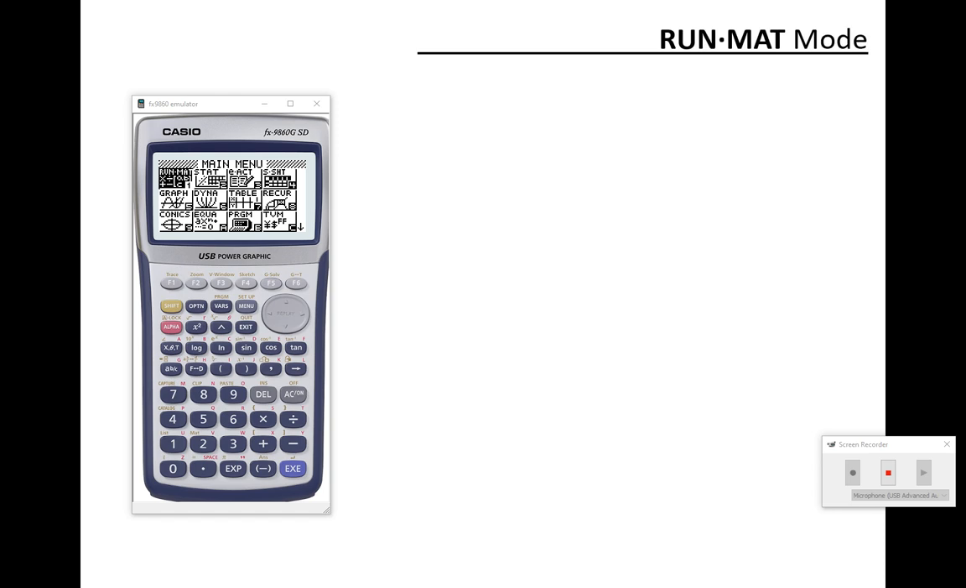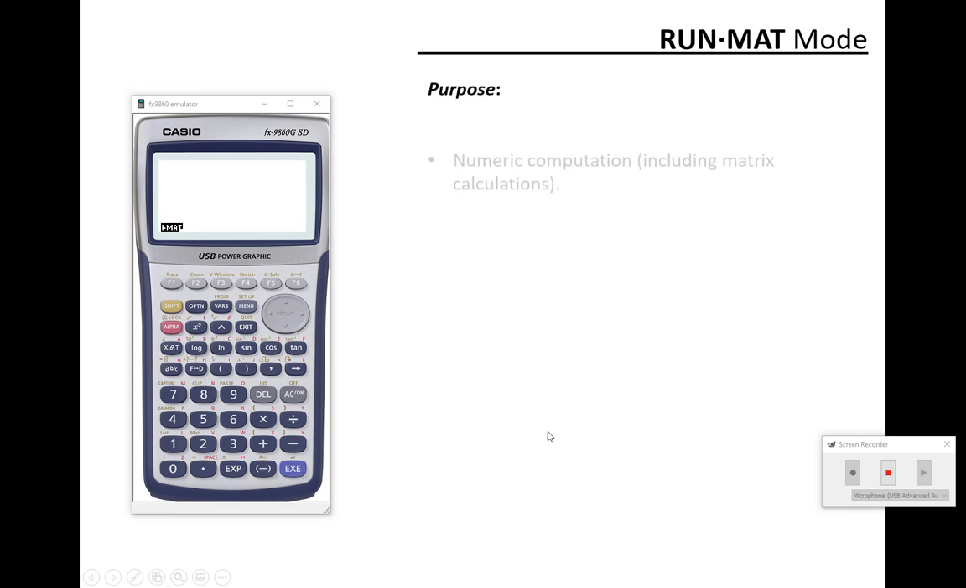Okay, so Run-Mat mode. To turn this into a regular calculator, the calculator that you normally use, you go to Run-Mat mode. You go to that one and press execute, and now you get a normal calculator screen that you can do normal calculations on, the ones you would do every day of the week. Oops, back to Run-Mat mode, and then back to here.